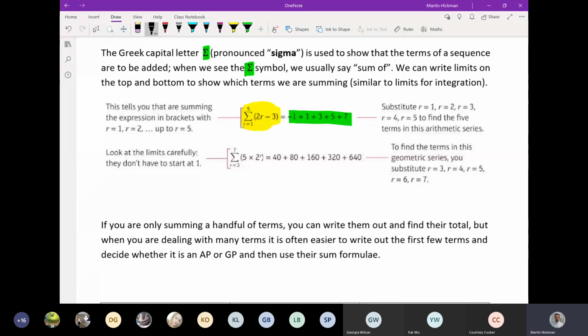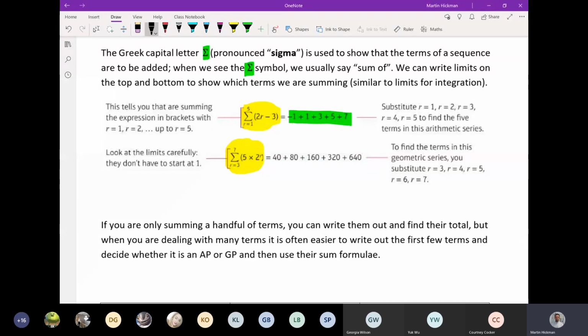Just be careful, not always will your limits start at 1. So if you look at this second example here, we're going from 3 to 7. It might look a little bit clearer in your books than it does on your screen here. So we're starting at r equals 3 going to 7. That means I'd need to substitute in r equals 3, 4, 5, 6, and 7.